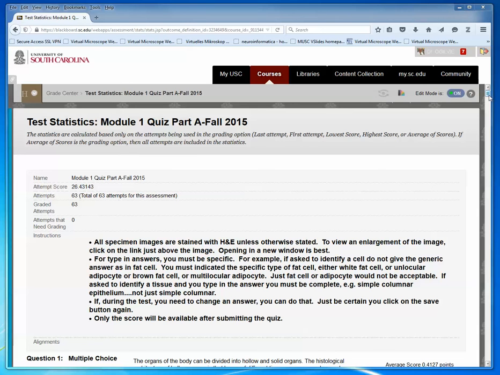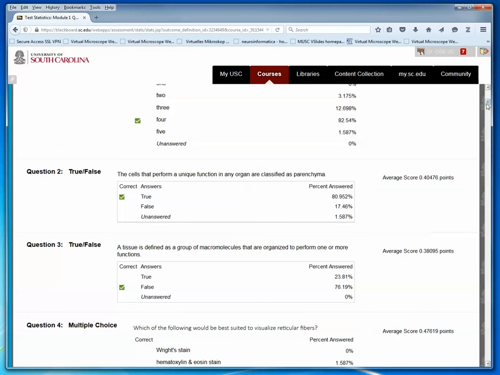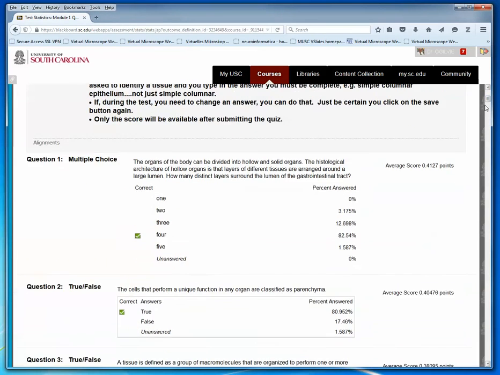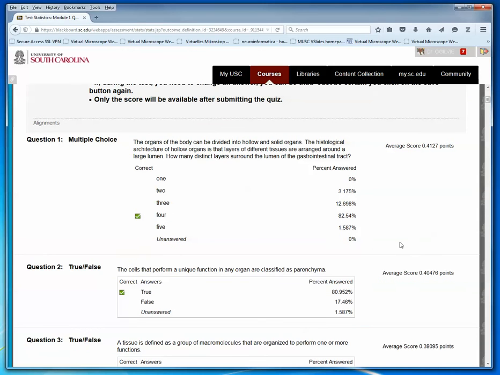This is a short review of Module 1, Part A, quiz. I'm not going to deal with all the questions, but let's just begin with the first one. The organs of the body can be divided into hollow and solid organs. Well, this question was asking you, how about the gastrointestinal tract?